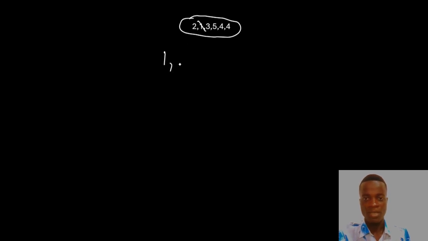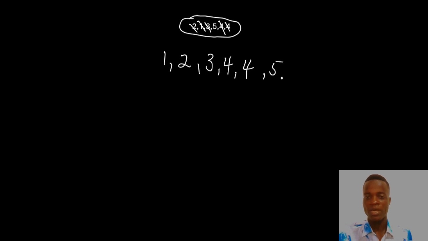So the very first element is 1. I think 1 is done. We have 2. 2 is done. Then we have 3. 3 is the next one. We are done with that. Then I think 4, right? 4 appears twice, so we write them twice because they are 4. And then the last one is 5. So they come in that order.